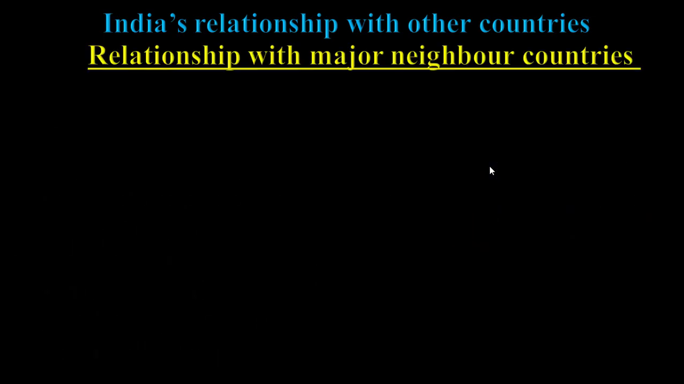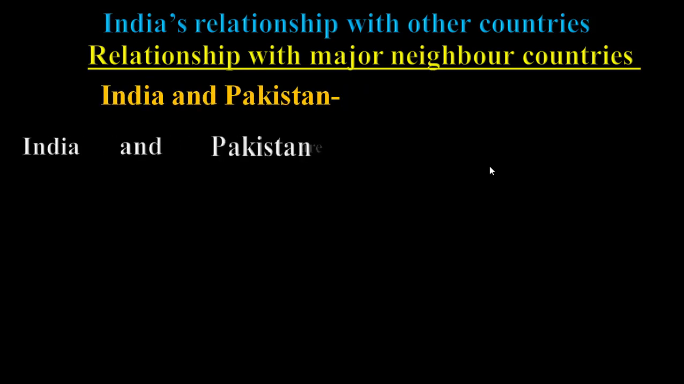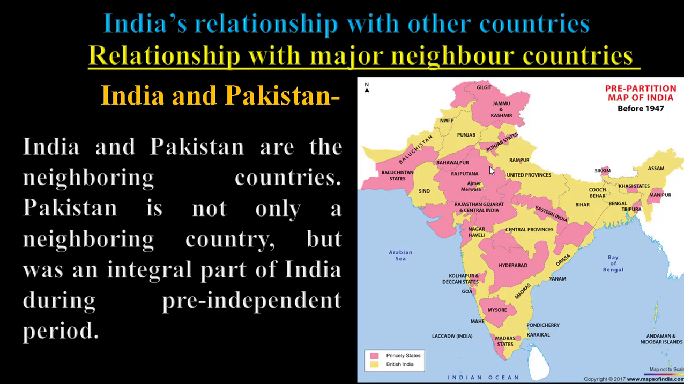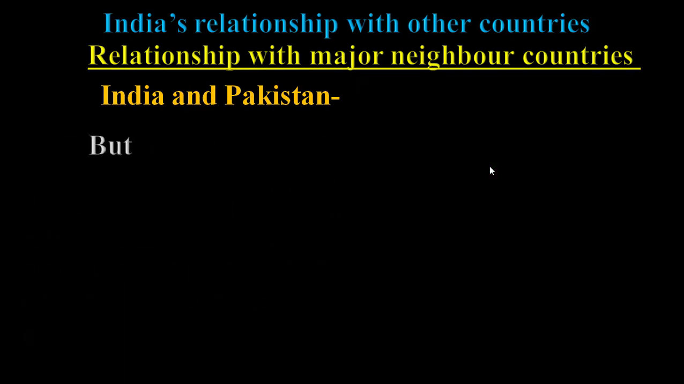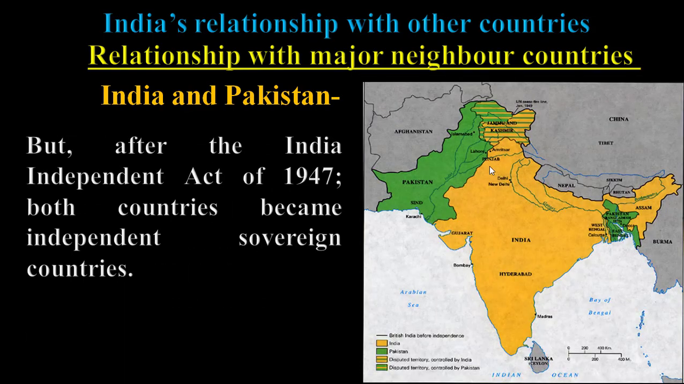Let's move on to India and Pakistan. India and Pakistan are neighbouring countries. Pakistan is not only a neighbouring country but was an integral part of India during pre-independence. Now it has become a country, but before the independence it was an integral part of India. But after the Independence Act of 1947, both the countries became independent sovereign countries.